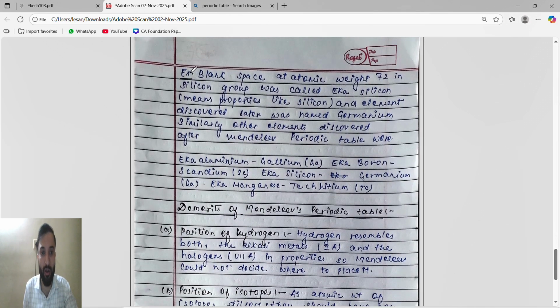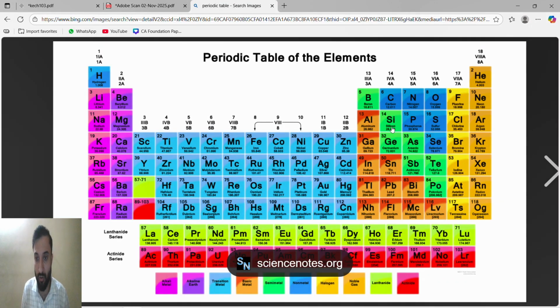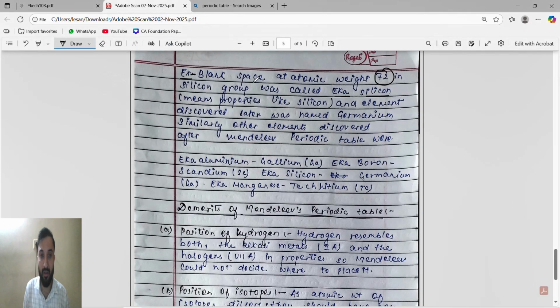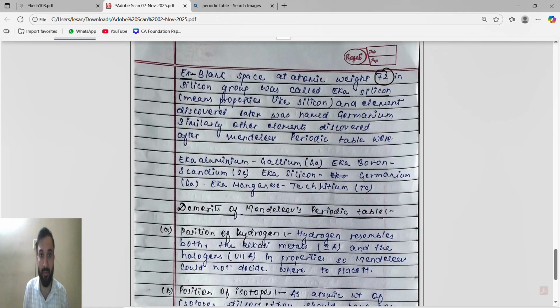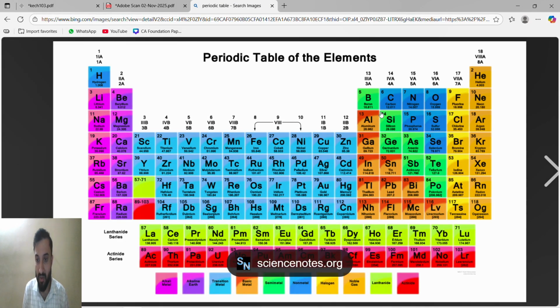Next, this is X, not your X, this is an example. Blank space means empty space. Blank space at atomic weight 72 in the silicon group was called eka-silicon. Eka-silicon does not mean silicon. See here, this is the silicon group. He said blank space at atomic weight 72. Where is 72?